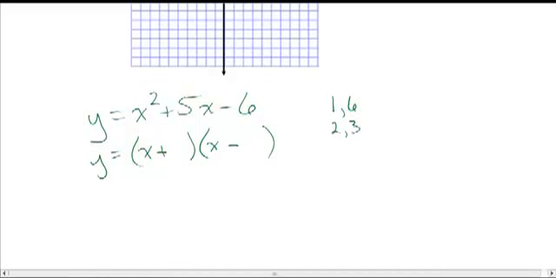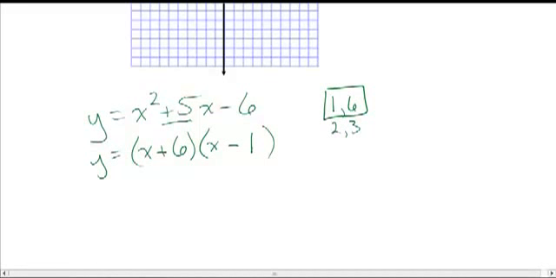But one of them would subtract to make 5, to make that middle term. So I'm going to have to use the 1 and the 6. And since the 5 is positive, I want the bigger number to be positive. So I'd say plus 6 minus 1.